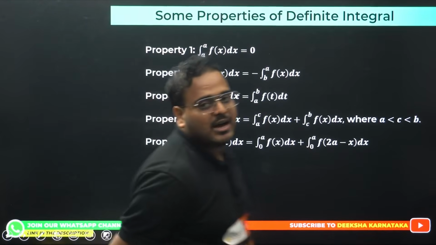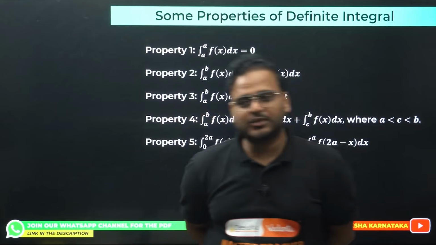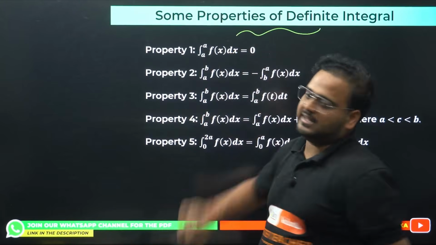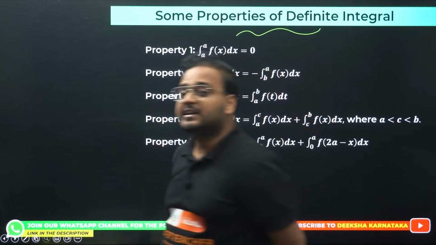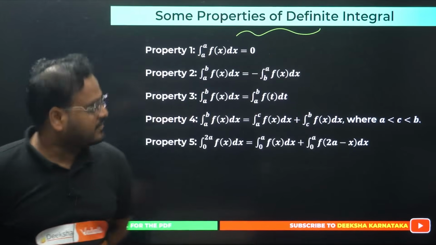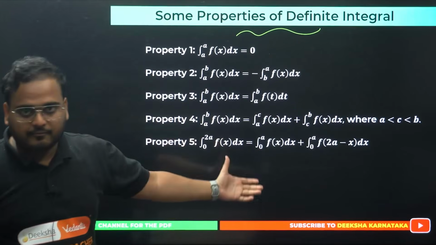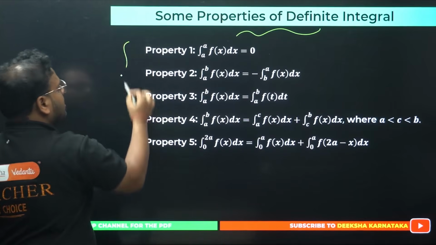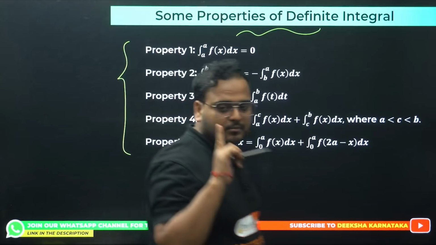Now we are moving to the last topic of the chapter, integration as well as definite integral, which is properties of definite integrals. Okay, I have some more questions I want to solve, but after this topic. There are a total of 7 properties, the 7 most important ones. We'll go through them one by one. Property number 1.